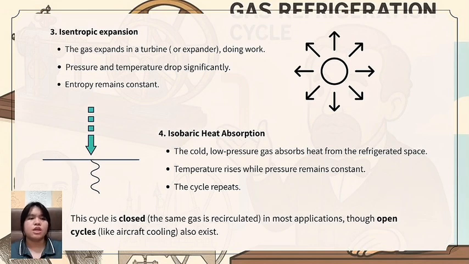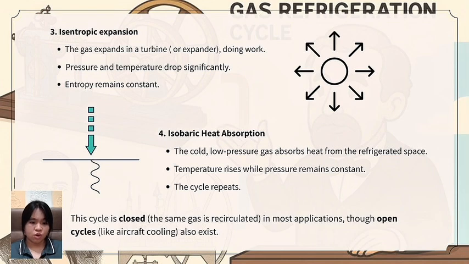And in this process, the gas expands in the turbine and does work. The pressure and temperature drop significantly. And the last process is the isobaric heat absorption. The cool, low pressure gas absorbs heat from the refrigerated space, and the temperature rises while pressure remains constant, and the cycle is repeated.